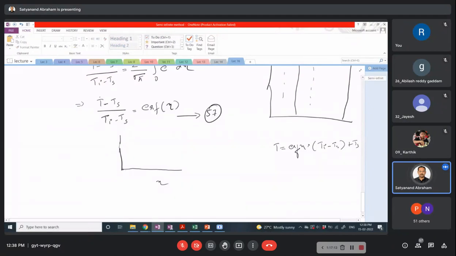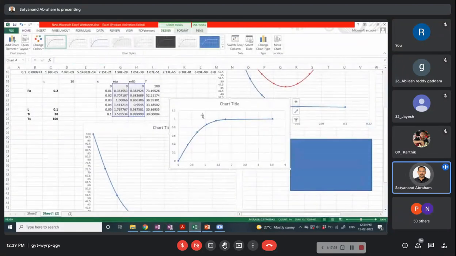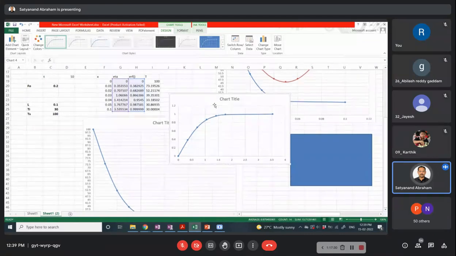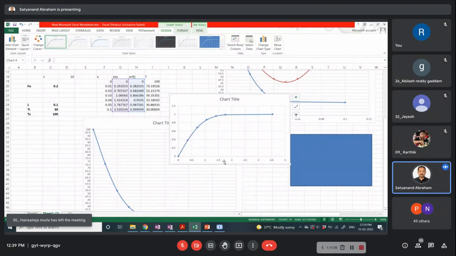It is going to be the other way around. As the eta increases, the error function of eta is actually increasing. That means this particular term, T minus Ts, is actually being plotted over here. On the x-axis, it is T minus Ts divided by Ti minus Ts. On the y-axis, that is actually the eta. So that is the single curve.